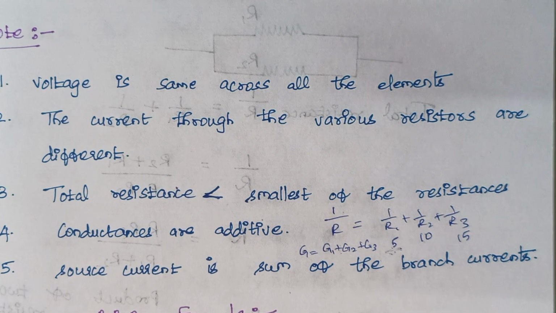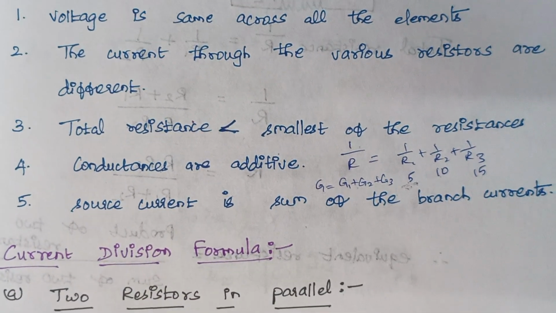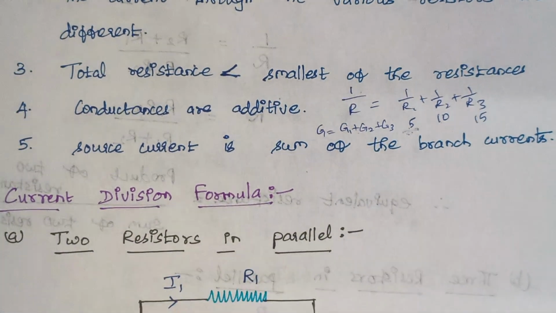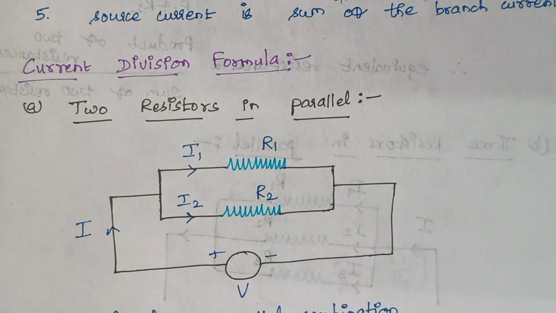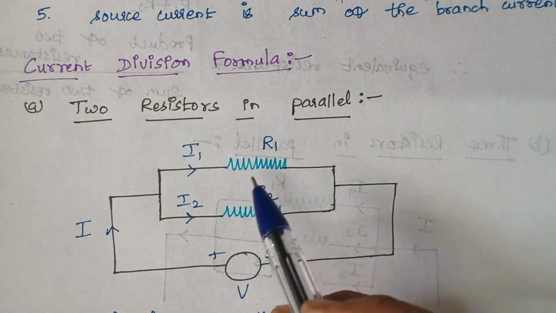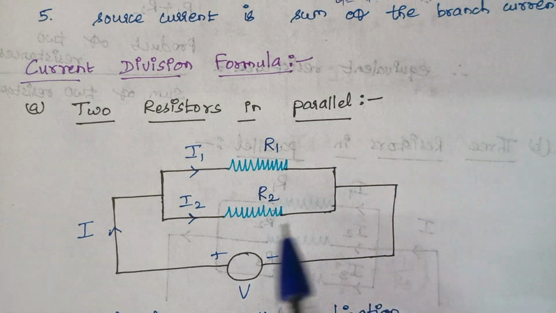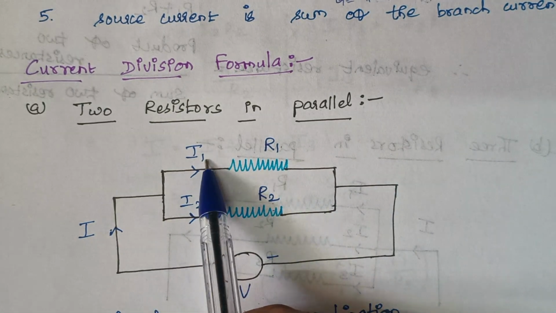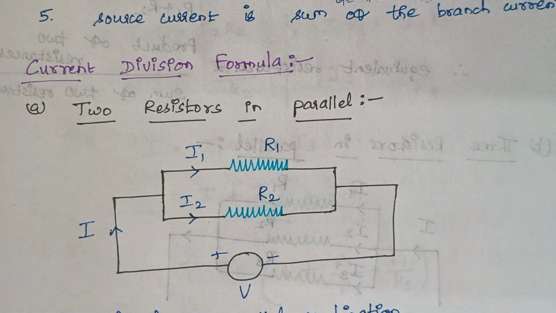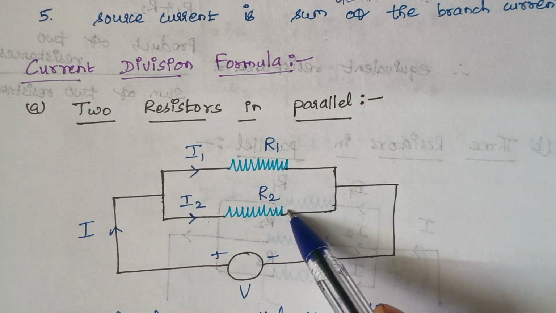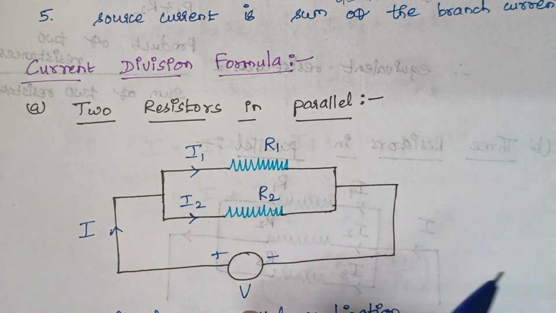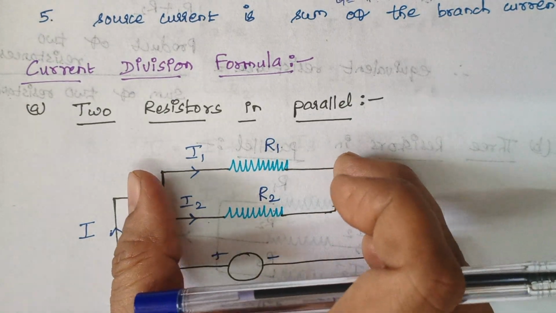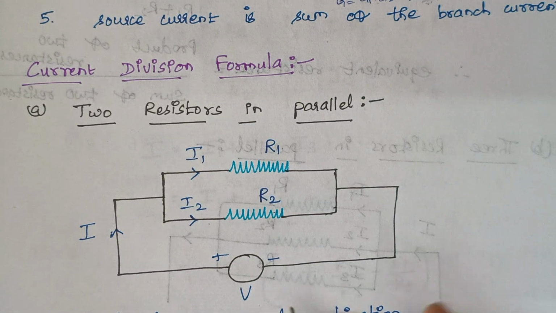Now we are proceeding with the current division formula. That is how the current gets divided when resistors are connected in parallel. Initially I am considering two resistors which are connected in parallel, right? The resistors are R1 and R2, and accordingly the currents flowing through the resistors are I1 and I2. Since this is a parallel combination, as we already discussed, the voltage across this resistor R2 is also V, and the voltage across this resistor R1 is also the same V, right?